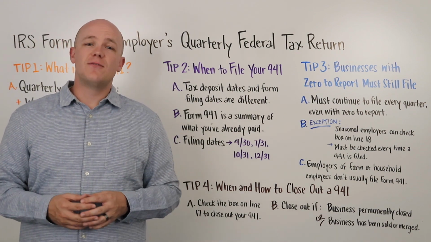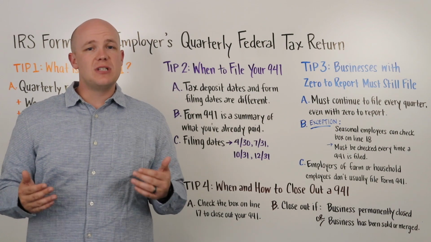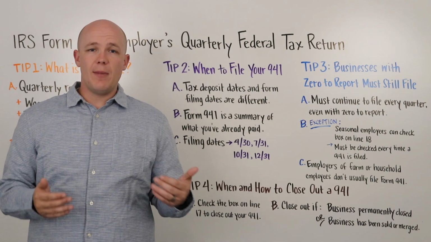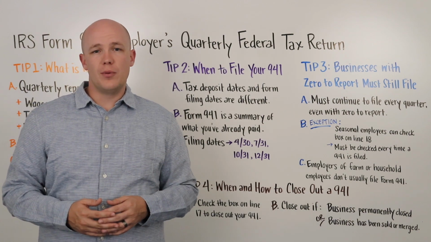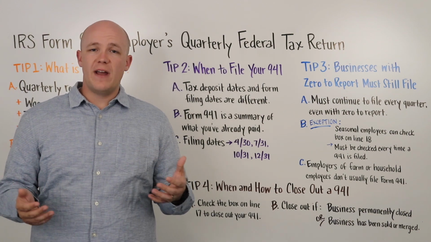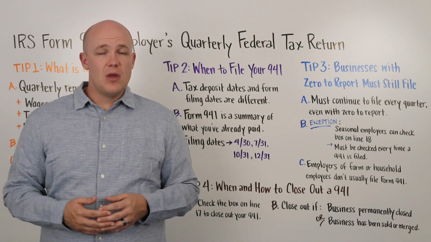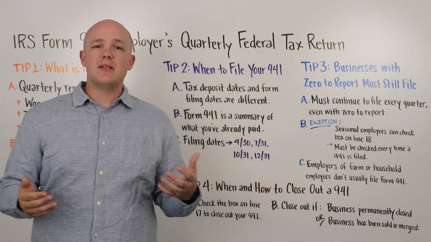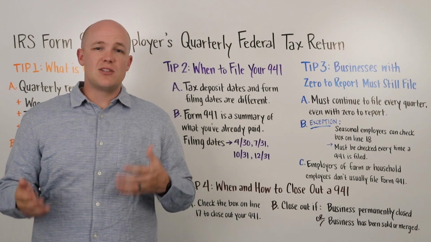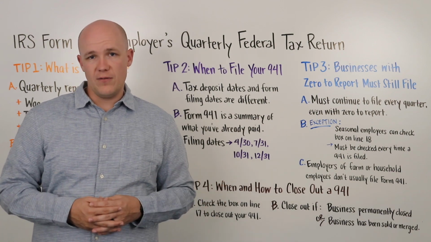Tax deposit dates and form filing dates are different, and you shouldn't confuse the two. Payroll taxes are typically paid either monthly or semi-weekly, depending on the amount of employment taxes paid by the employer for the previous year. Form 941 filing dates, however, are the same for everyone and not the same as deposit dates. Form 941 is a summary of what you've already paid in payroll taxes and must be submitted quarterly. Filing dates are April 30th, July 31st, October 31st, and January 31st.